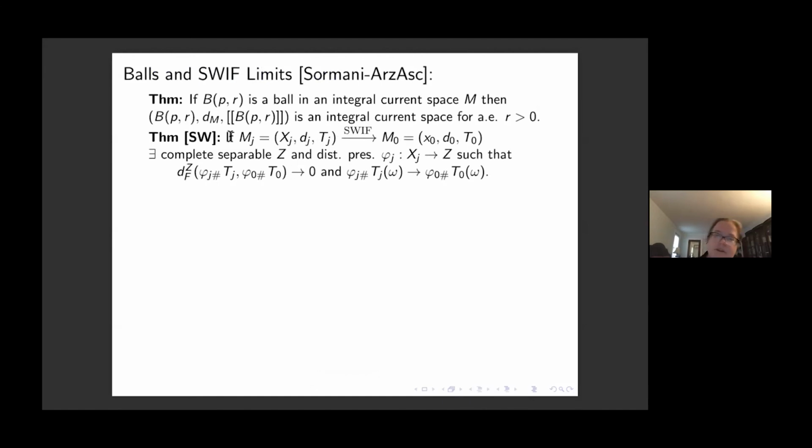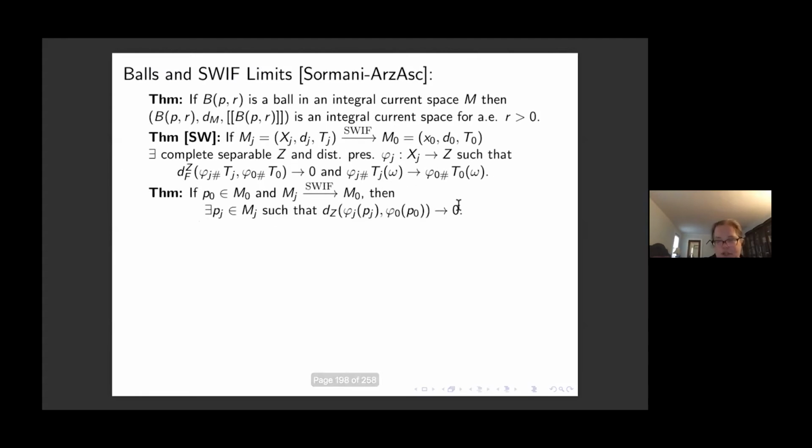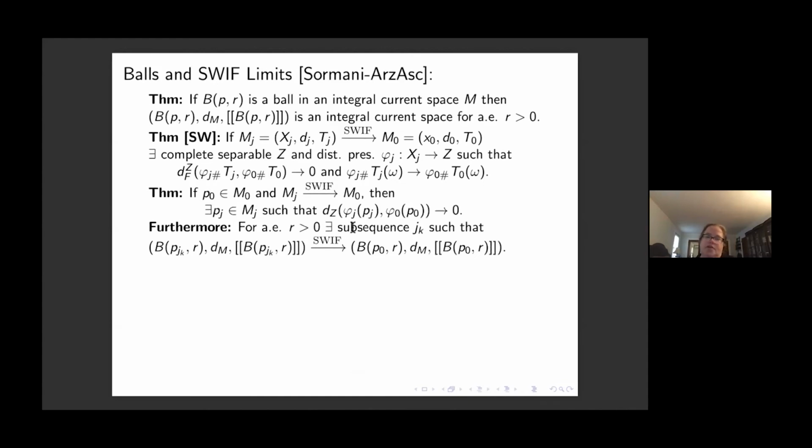In the paper with Wenger, we have that if Mj SWIF converge to M0, there's this complete separable space, and all of them converge inside that space. So I'm going to use that one again. If p0 is in M0 and Mj SWIF converge to M0, we have the points converging inside this, using this collection of phi j's. So these are all three theorems you already know, and I want to put them together. So for almost every r, there is a subsequence jk such that the subsequence of the balls SWIF converge to the limit ball.